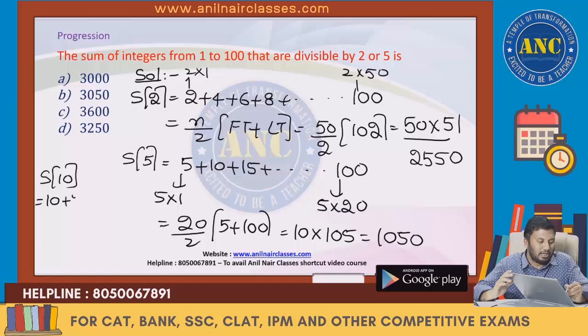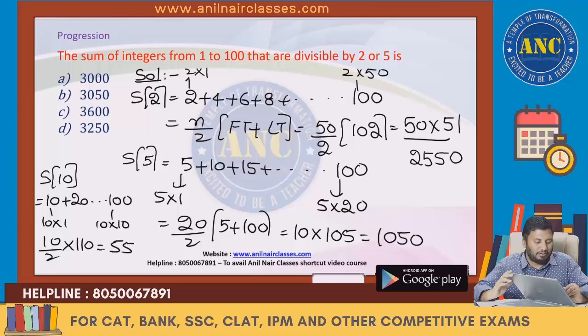Now the sum of the integers which are divisible by 10: 10 ones are 10, 10 tens are 100. So it is 10 by 2 into 110, which is nothing but 550.